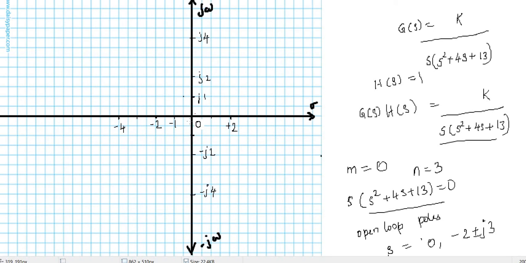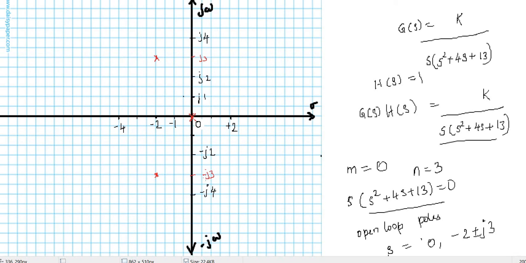So you can see the location of one pole, s equal to 0 here, and the location of the other poles at minus 2 plus j3 and minus 2 minus j3. So one pole location is here and another pole location is corresponding to this point, that is here. So this is minus 2 plus j3 and this is minus 2 minus j3. So mark all the open loop poles and zeros in the graph sheet. That is our next step.